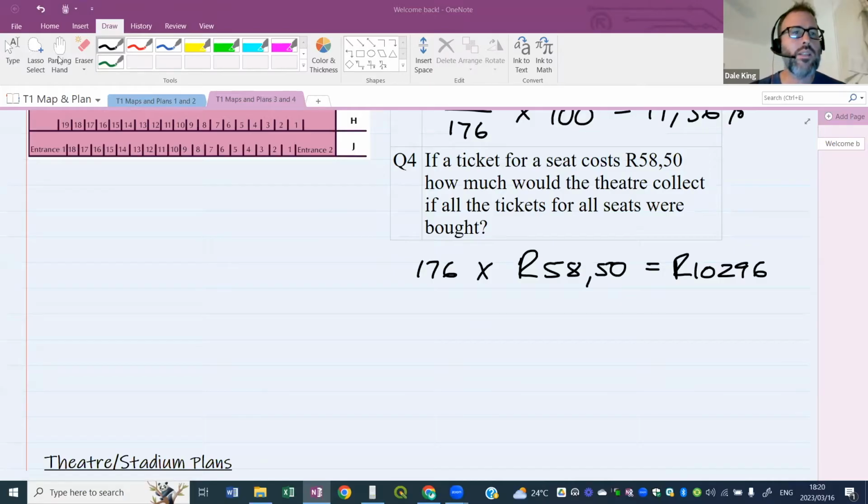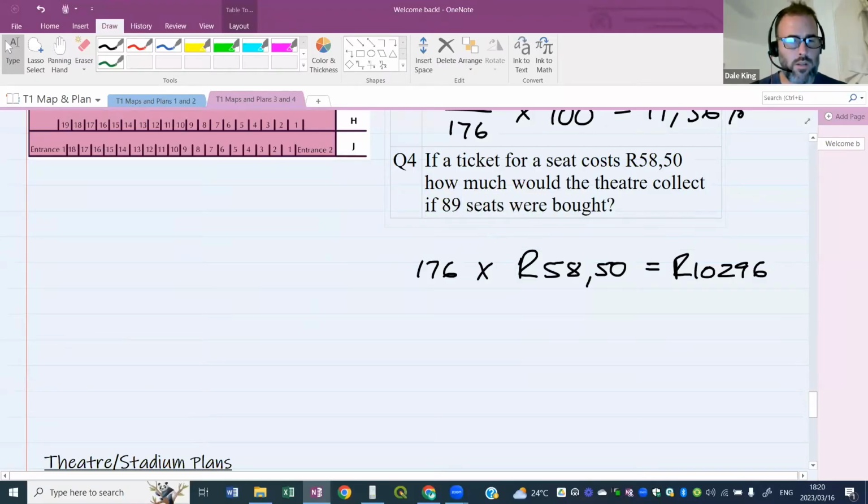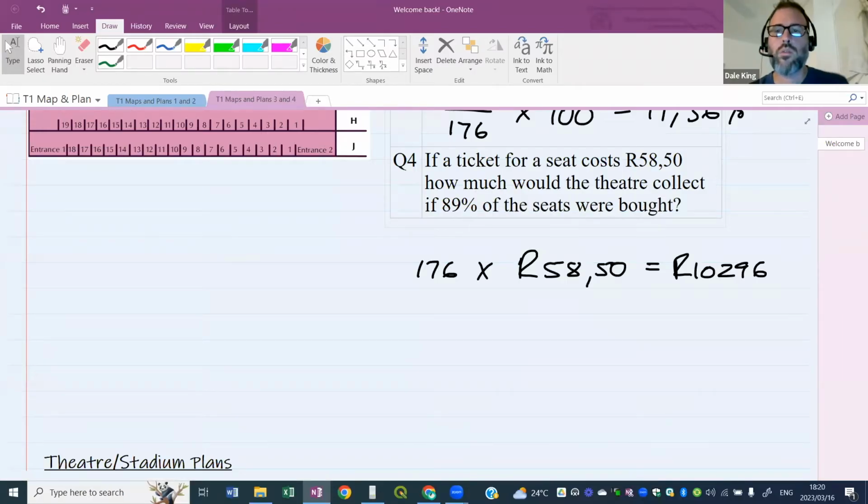Okay, well, let's try and make it a little bit more difficult. If a ticket for a seat costs 58 Rand 50, how much would the theater collect if 89% of the seats were bought? There's a new question. I'm just changing question 4 slightly. If a ticket for a seat costs 58.50, how much would the theater collect if 89% of the seats were bought?